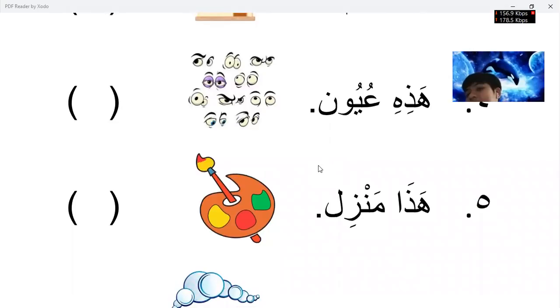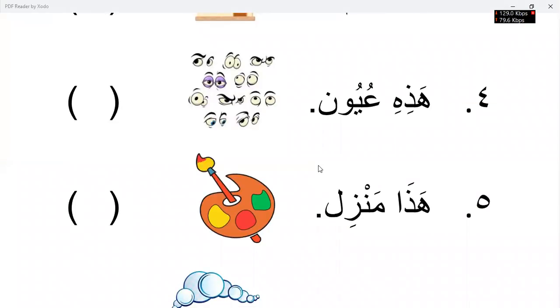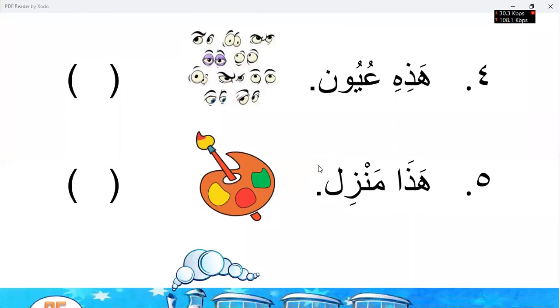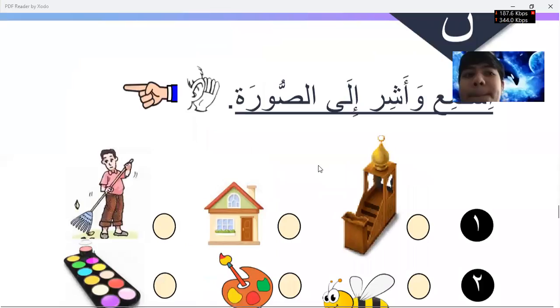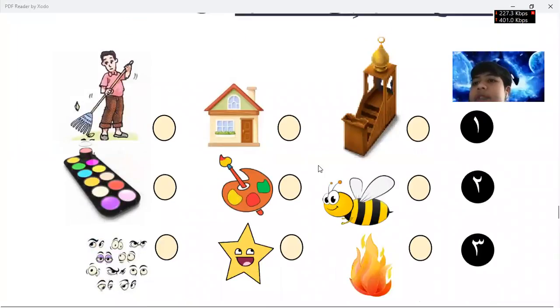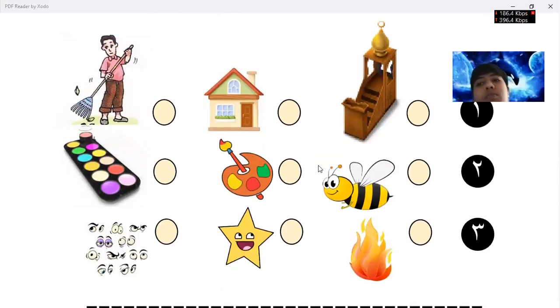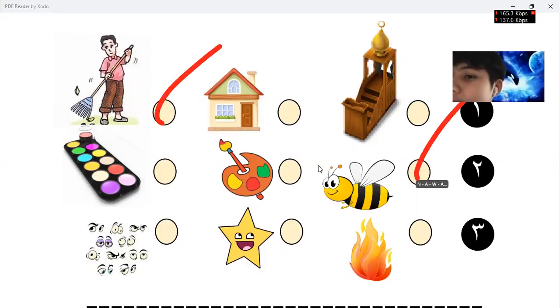Next. Manzil. What is manzil? Manzil is probably a house. Correct. Listen and point to the picture. Yakunusu. Correct. Nahla. Najm.